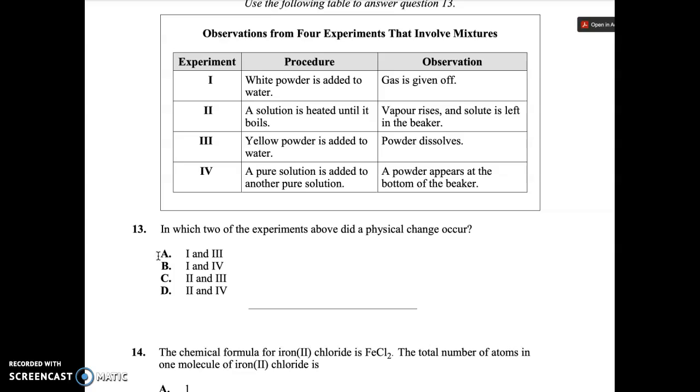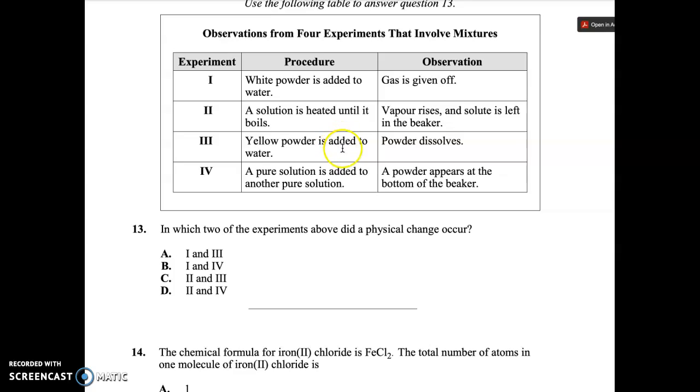Looking at these experiments that involve mixtures, it's saying you're adding a white powder to water, like baking soda or something, and gas is given off. That's cool, so that's going to be a chemical change. A solution's heated up and boils, vaporizes, solutes left in the beaker. Great, that's how distillation works. Then we can reverse that. We could condense our vapor later and get that liquid back, the solvent.